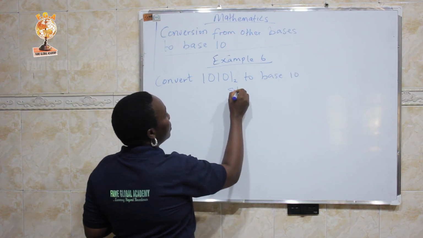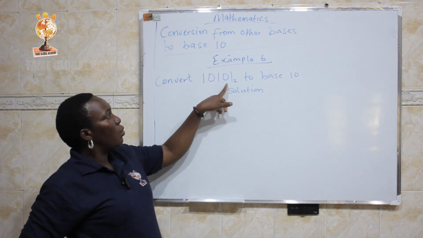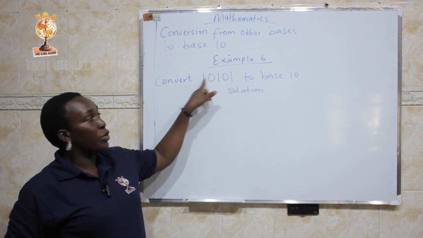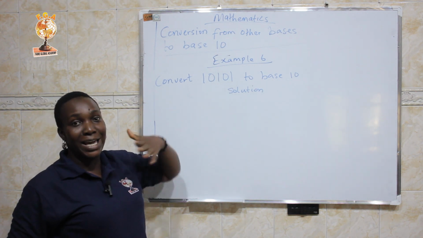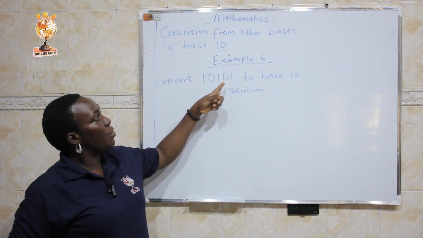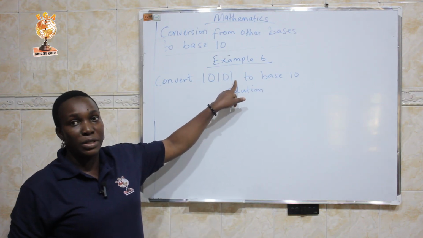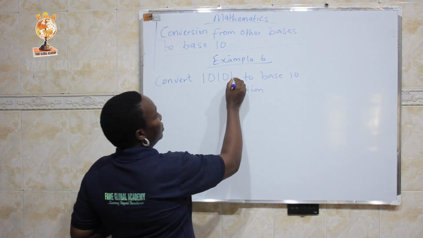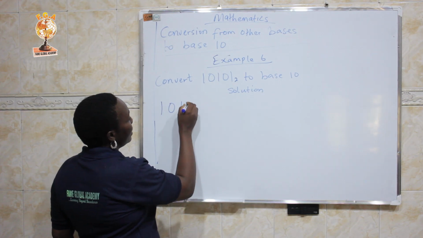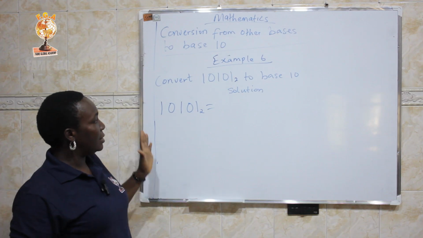Okay, solution. Now some questions might even come without them putting this 2 there. Just know that it is 2 because this is a binary number. Okay, in case you see a question like that somewhere and they say convert 10101 to base 10, just know that this is in base 2 because it's a binary number. Okay, so let's put the 2 back. So we have our solution: 10101 base 2 is equal to, okay, so let's start.